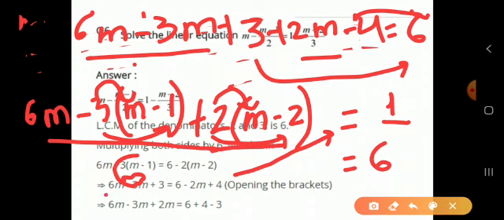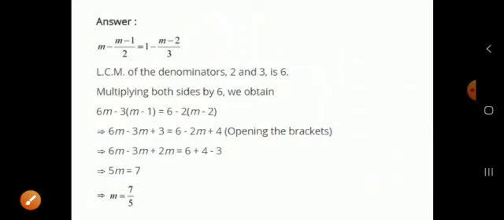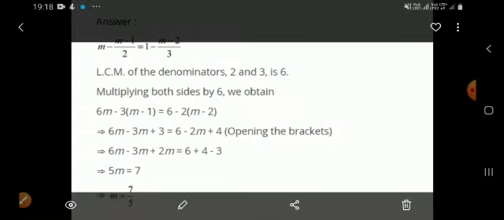Now you can see it on the screen: 6m minus 3m plus 2m equals 6 plus 4 minus 3. Now 6m minus 3m will be 3m, 3m plus 2m is 5m, so on the LHS we are getting 5m. On the RHS, 6 plus 4 is 10, 10 minus 3 is 7. We are getting 5m equal to 7. Now to find the value of m, the 5 will come down, so it becomes 7 upon 5. So the value of m is 7/5. That's our answer.